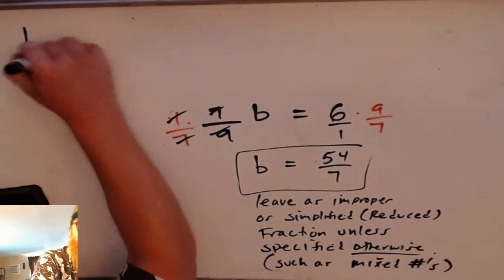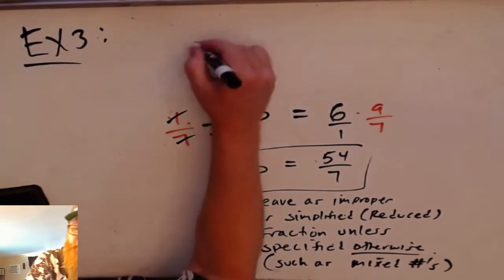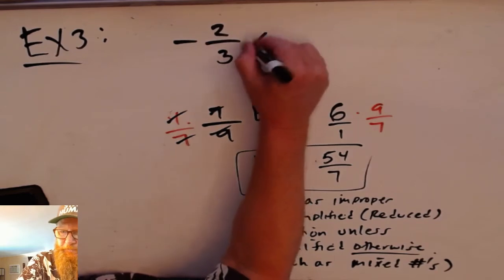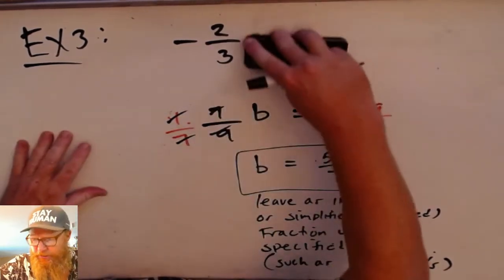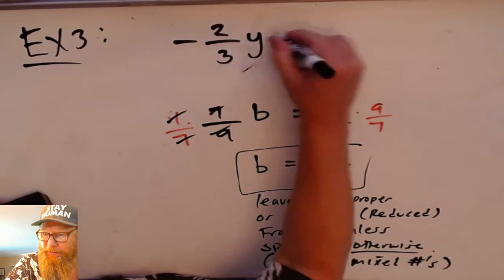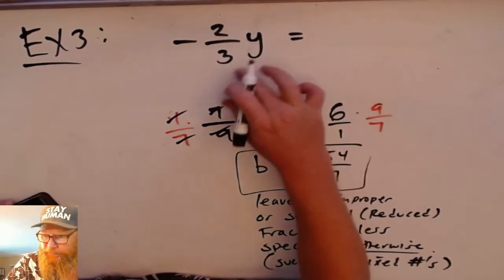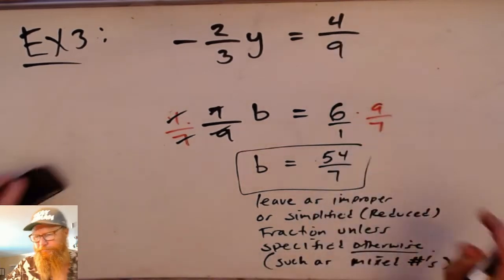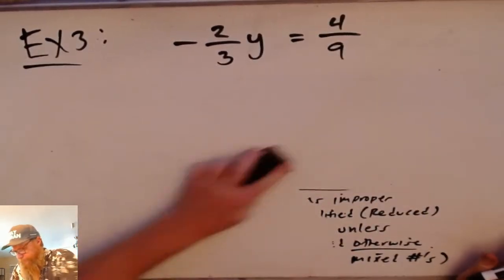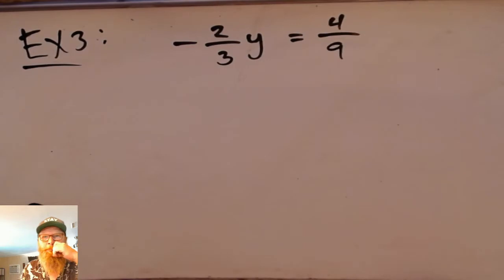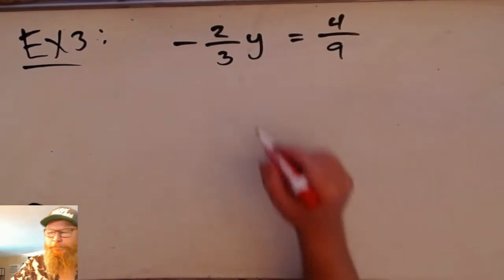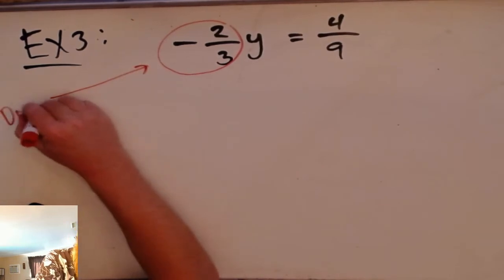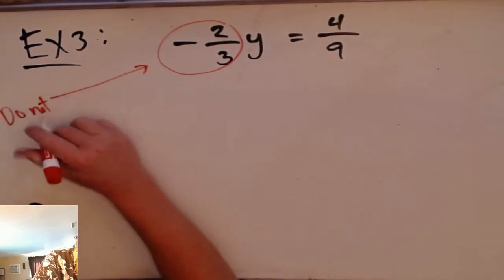Example 3. You could have negative fractions. Let's change it up a little bit. Let's do y. Okay, now do not use the opposite.